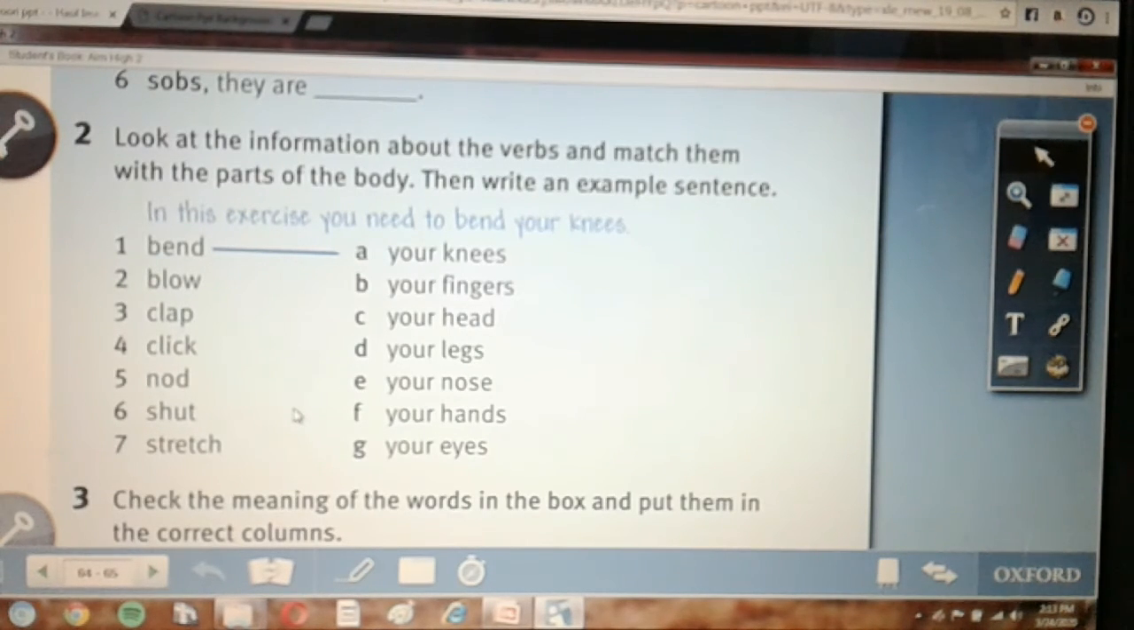Now take a look at the second part. You have to look at the information about the verbs and match them with the parts of the body. Then write an example sentence. I don't think you have to write the example sentence here because you probably won't find enough space to write it down, right? So that's why I just want you to match the verbs with the parts of the body. For example, bend. Bend is matched with your knees. Bend your knees. Now, please try to match the rest of the numbers by yourself.